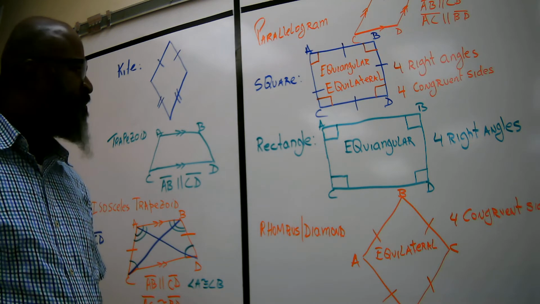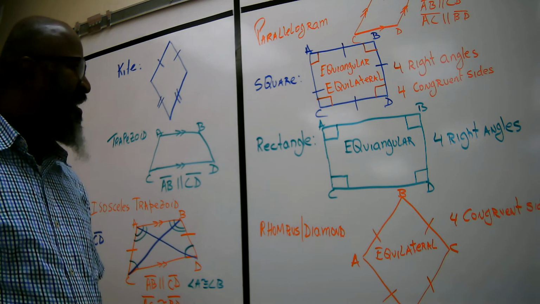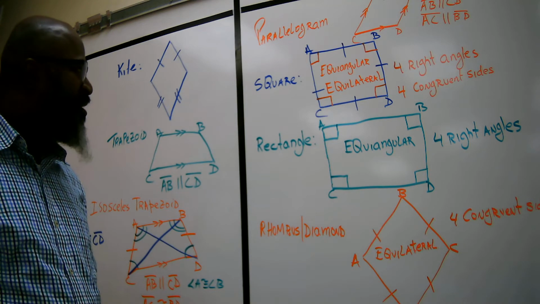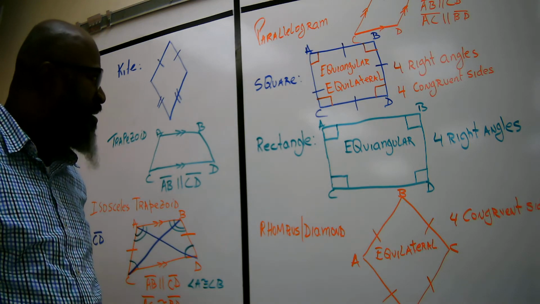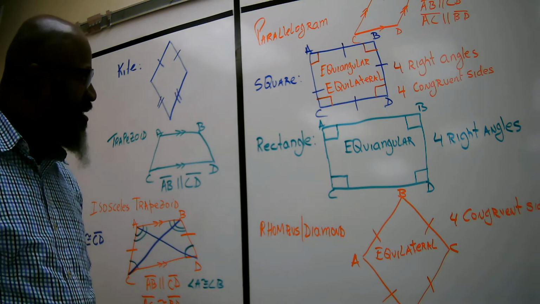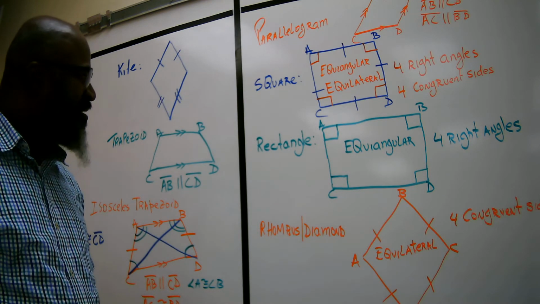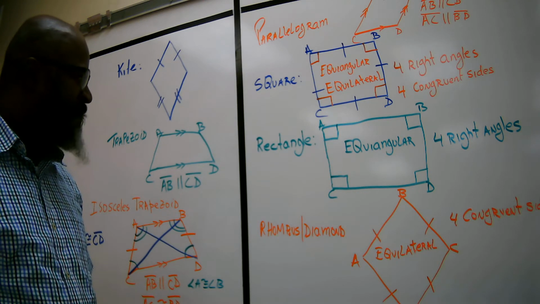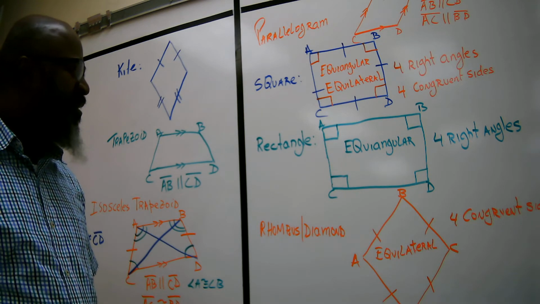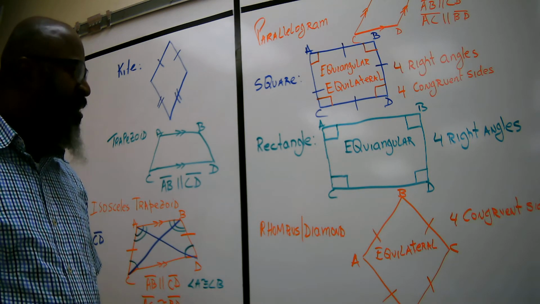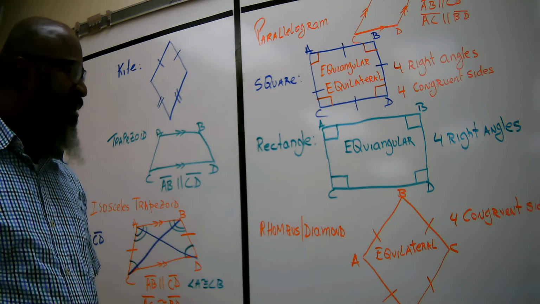So you can use distance to find the length. You can use the slope formula to find the slope, and since they are perpendicular, you can use the opposite reciprocal to prove that. And we have a rectangle that has 4 right angles, and in this case this is equiangular.